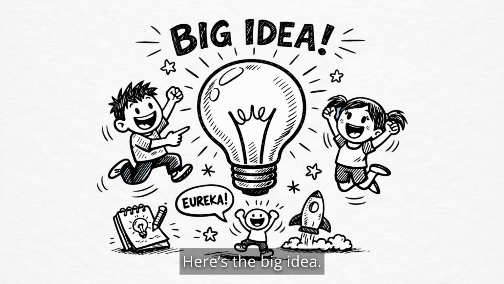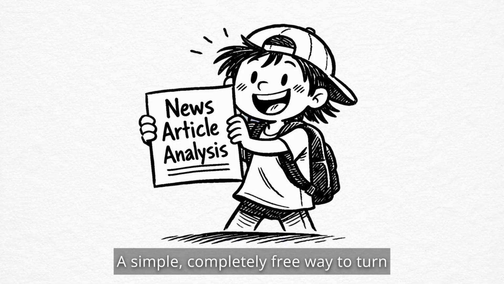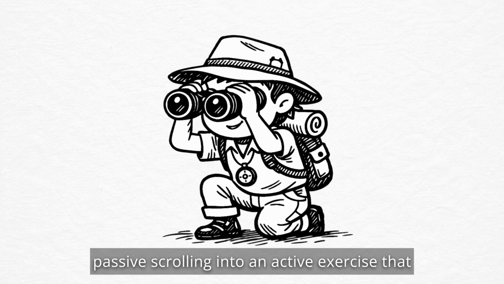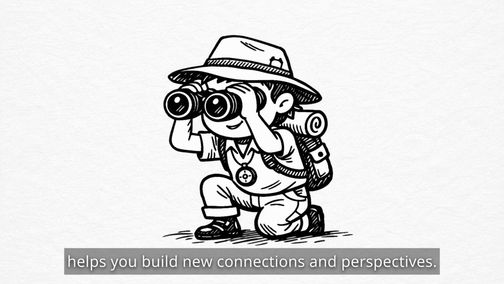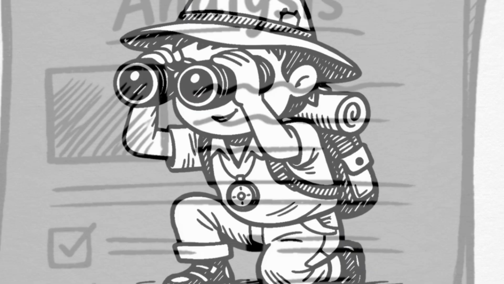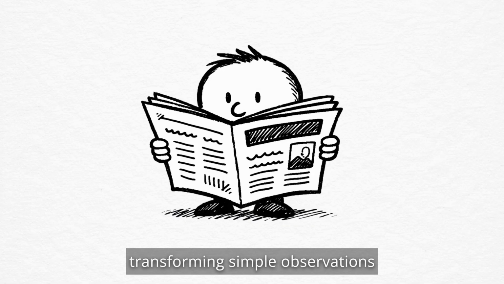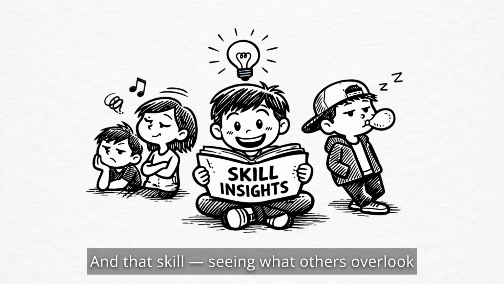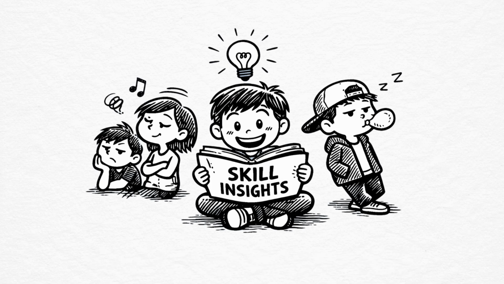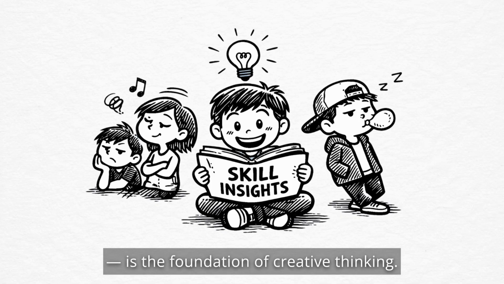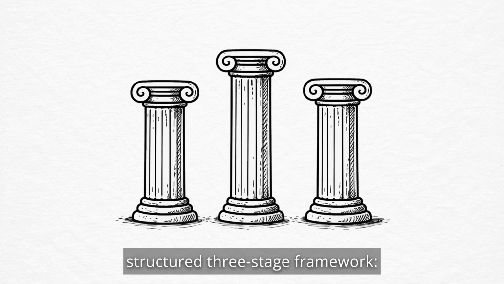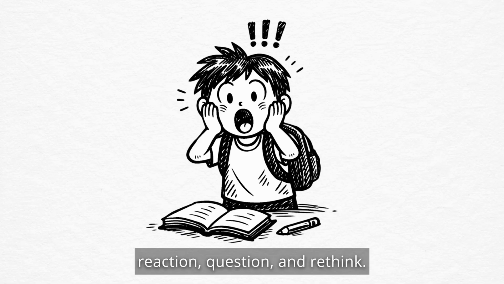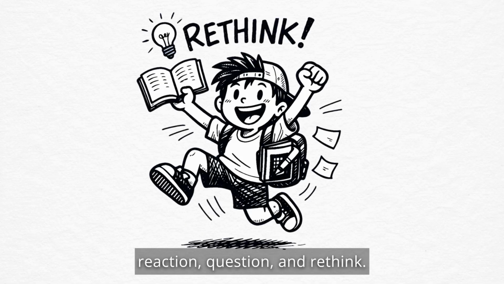Here's the big idea: a simple, completely free way to turn passive scrolling into an active exercise that helps you build new connections and perspectives. The news article analysis is about transforming simple observations into powerful insights. And that skill, seeing what others overlook, is the foundation of creative thinking. It's built on a simple, structured three-stage framework: reaction, question, and rethink.